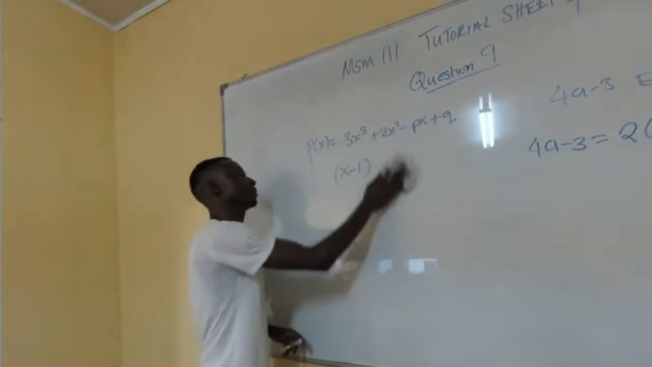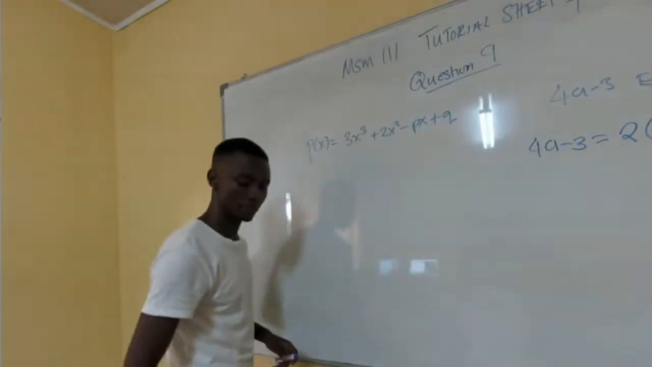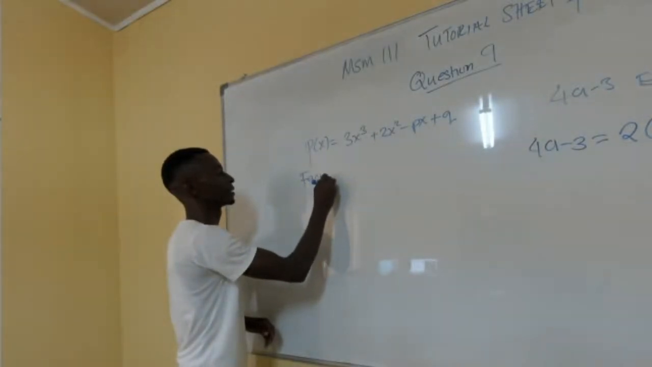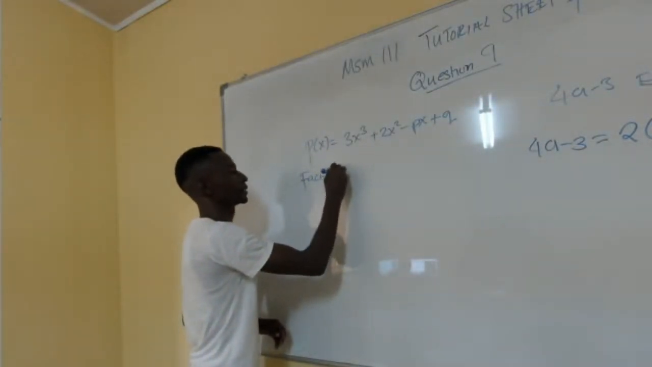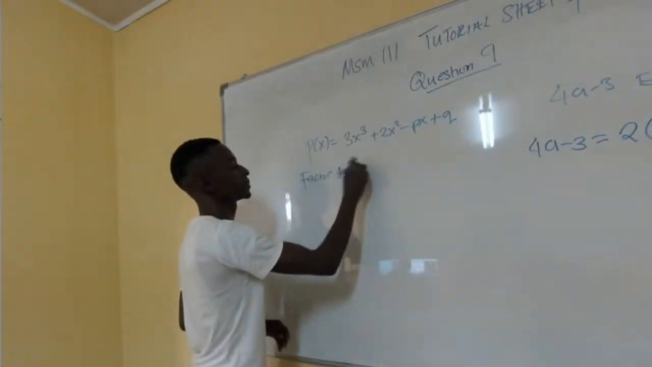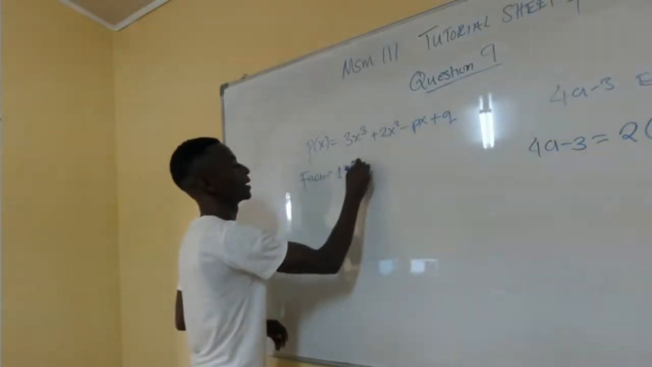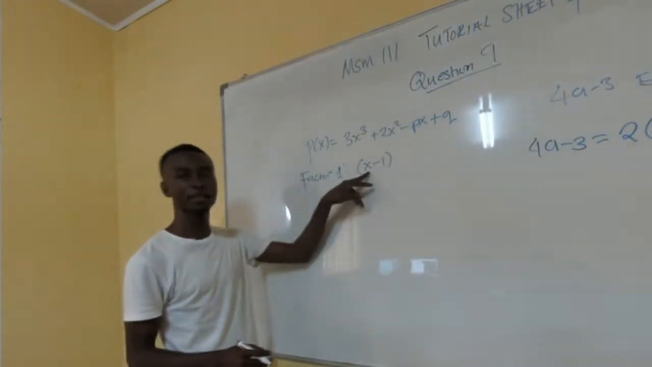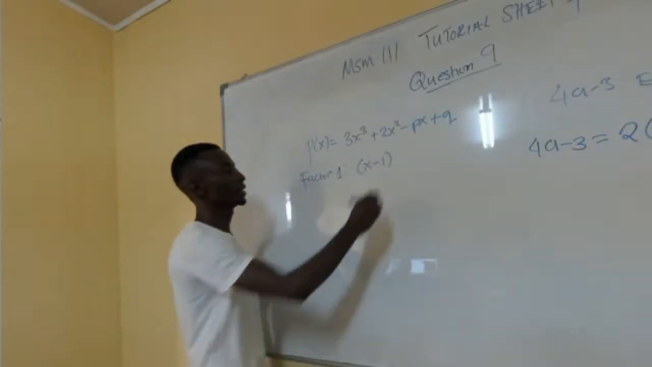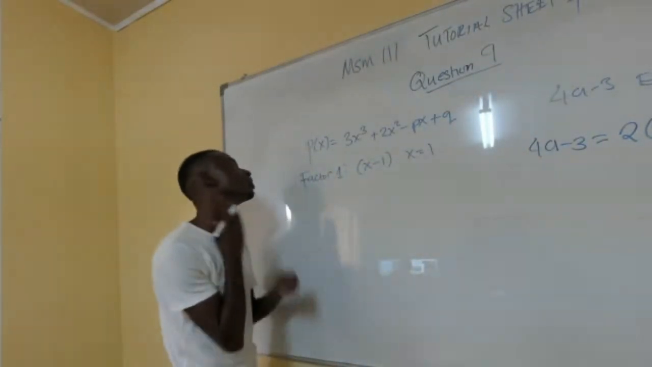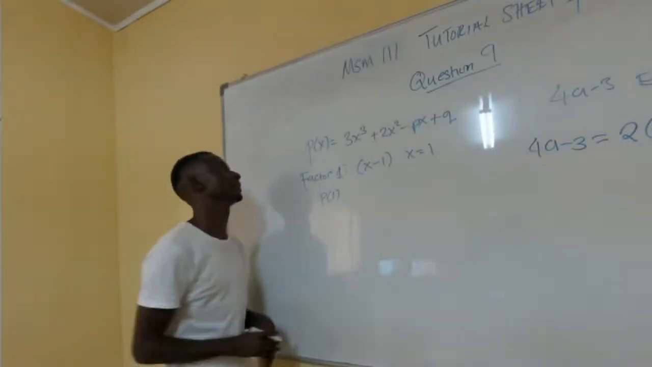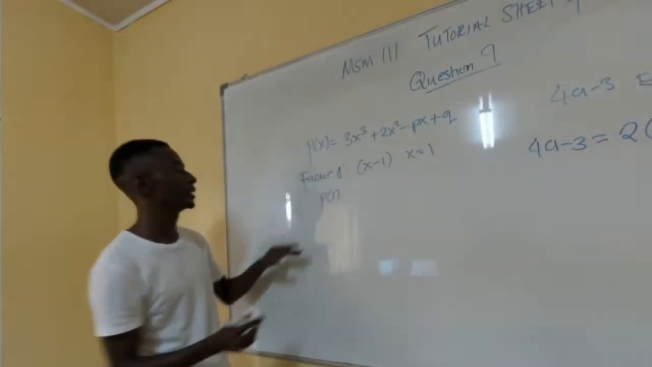So let's find the equation for x minus 1. So you say factor number 1 is x minus 1. If you equate x minus 1 to 0, you're getting x equal to 1. So it means we're solving for p of 1. Now let's substitute.